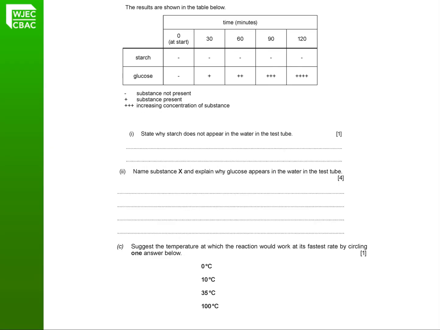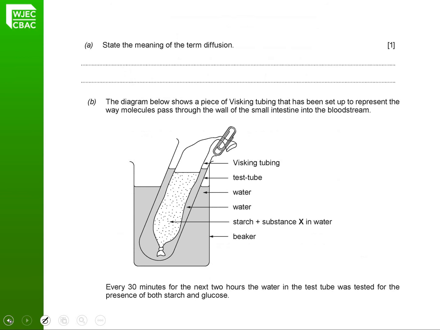So the next question asks you to name substance X and explain why glucose appears in the water in the test tube. So if we go back to the diagram, inside the Visking tubing there was starch and substance X. Now for glucose to appear, the starch must have been broken down. Therefore substance X must be an enzyme that is able to do that. So what is happening here is that substance X is the enzyme amylase. It would be breaking down the starch into glucose. The glucose then is small enough to fit through the holes in the Visking tubing.